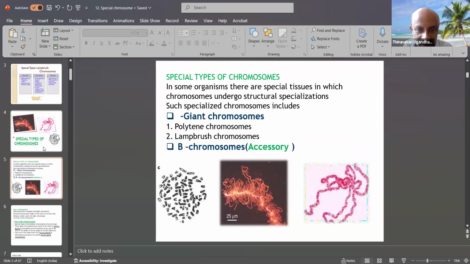Then in some organisms there are special tissues in which chromosomes undergo structural specialization. Giant chromosomes are examples of polytene and lampbrush. Then also the accessory chromosome is an example, called B chromosomes. These three are structurally and also functionally different in different organisms. So here: polytene chromosomes, lampbrush chromosomes and B chromosomes.